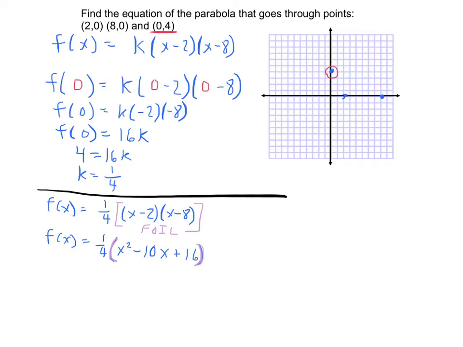And now I just distribute that 1/4 to everything. So I get 1/4 x squared minus 10/4, which is going to reduce. And then 1/4 times 16, I get my y-intercept. And my y-intercept was the 4 from way back up here. Now I can take this final part, plug it into a calculator, make sure that it hits these 3 necessary points, and then I know that I've done it right.